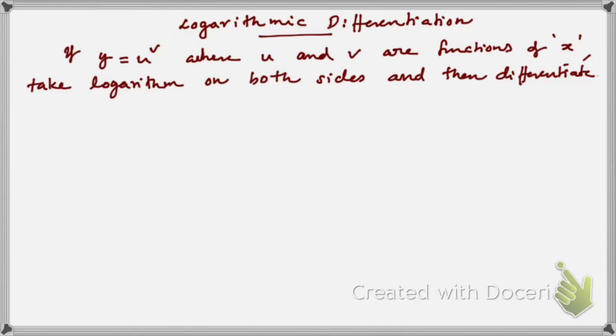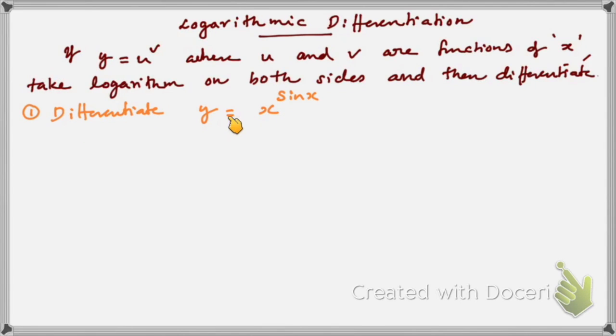So your question has to look like y is equal to u to the power of v, where both u and v are functions of x, or at least the power has an x in it, a function of x. Even if u is a constant, but the power has to be a function of x, and that's when we apply logarithmic differentiation. So what do you do for that? You take logarithm on both sides and then differentiate. So we're going to look at a question on it.